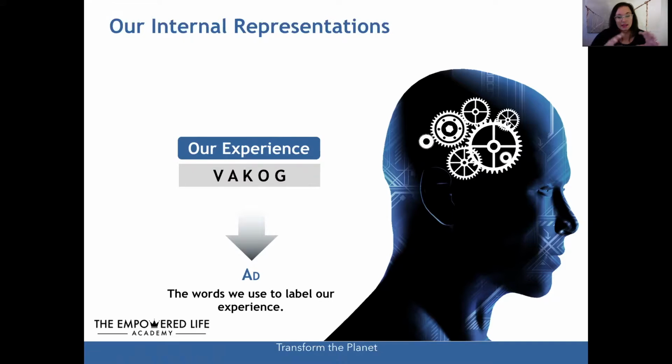So this whole thing makes up an internal representation or a picture of what someone is holding in their mind of what it would be like to use your product or service. So they'll have an idea of what it would feel like to them, what they would see, what they would hear, what it would be like to use that.